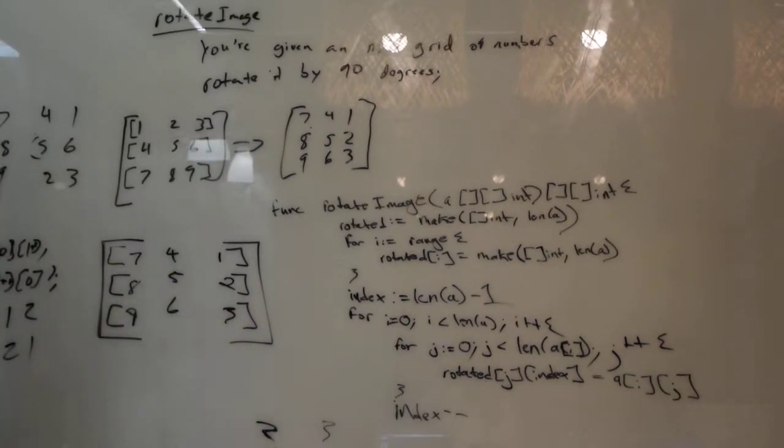Thinking about these swaps, can you think of a way to write a for loop to do it? And once you do that, that's it. Problem done. So the first thing you would do is reverse the rows.